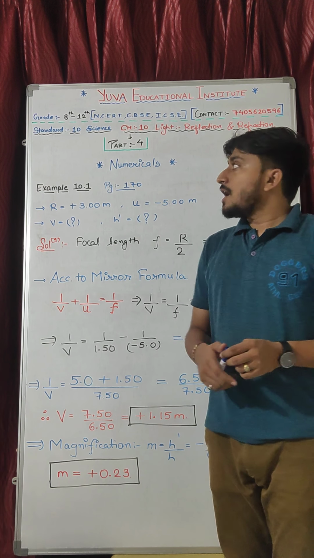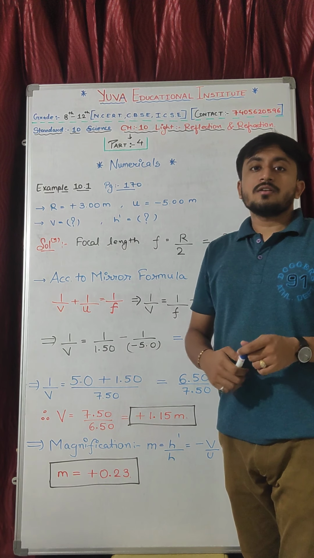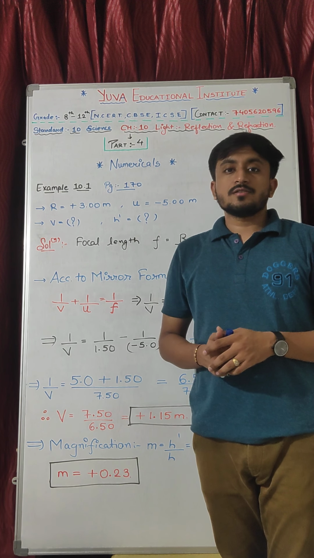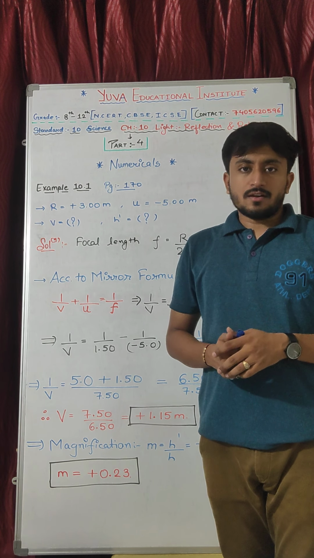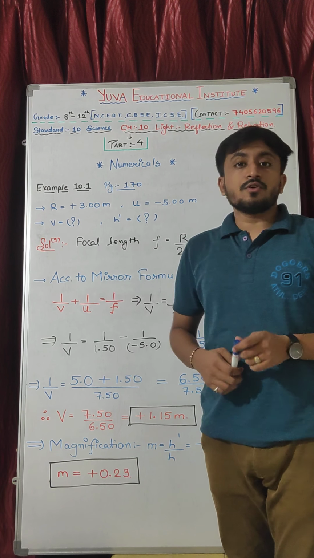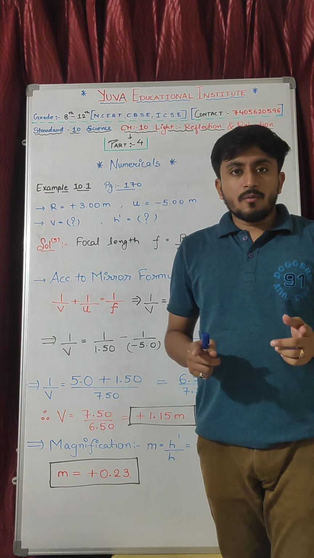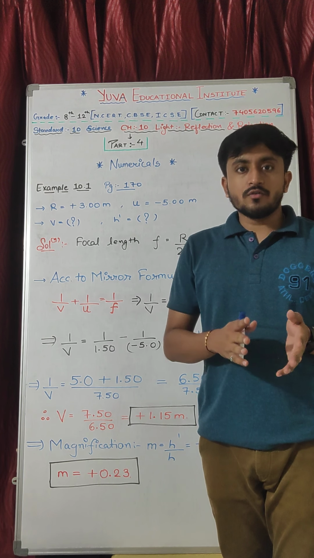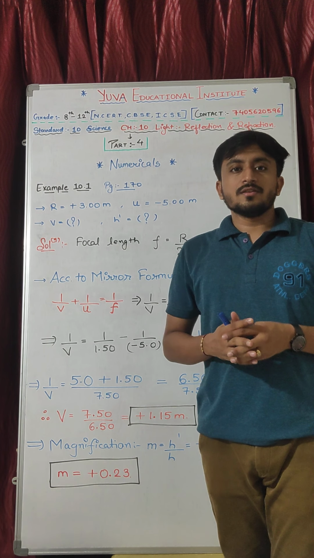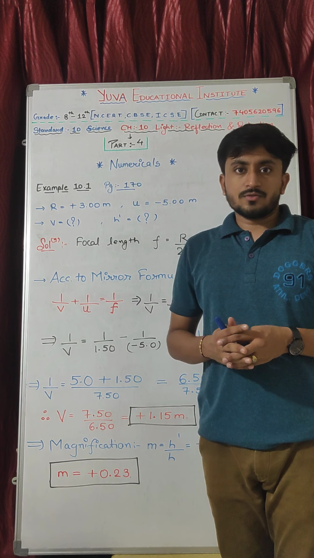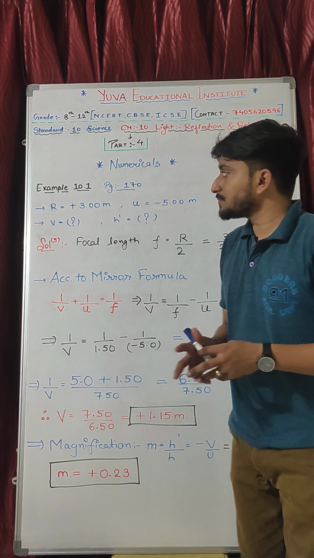Now students, I have taken example 10.1 that is given on your textbook page number 170, right? This example is based on the mirror formula. Now I am revising you again. Mirror formula is 1 upon v plus 1 upon u is equal to 1 upon f. Okay, let's start with the solution of the example.